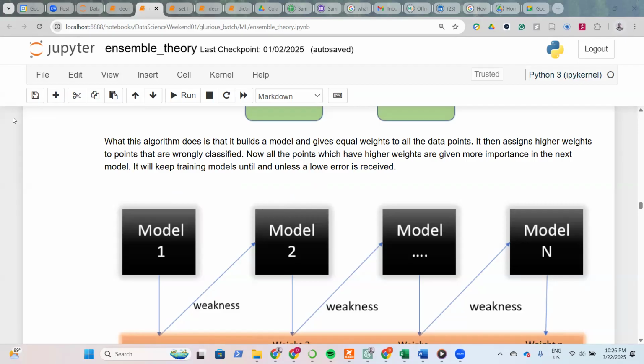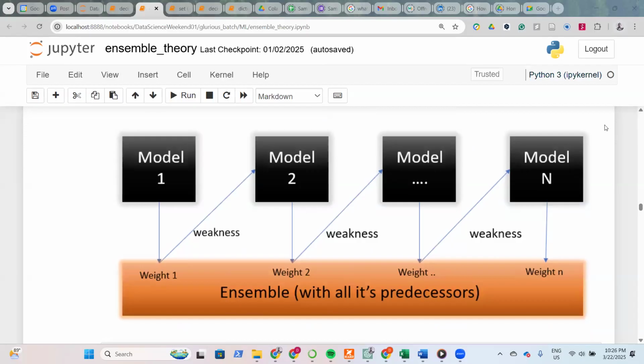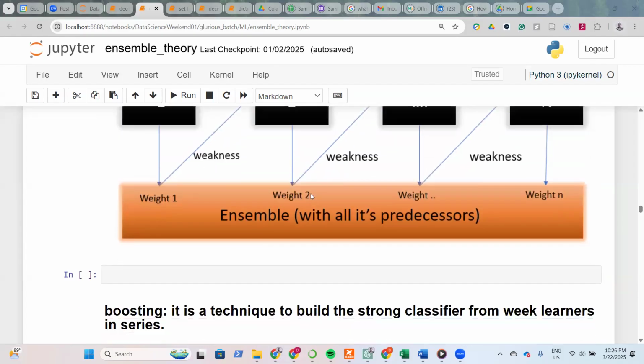So now we have model 1, model 2, right up to model MN. This is an ensemble technique. This is the process: model 1 does its work, then model 2, model 3, model 4. These are the models all in a line. So let's start.